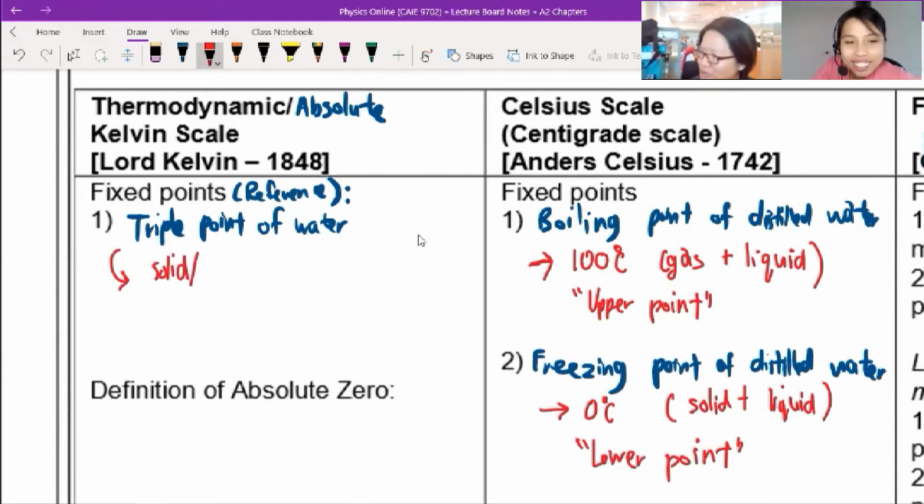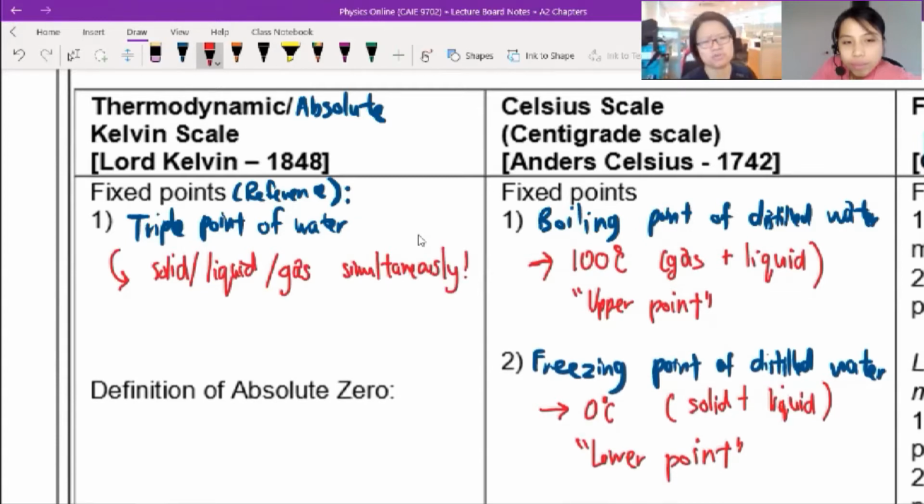Later we will show you a video of someone performing this experiment and roughly explain to you why this exists. But this part is not in your syllabus, but you have to know that it's the triple point of water. So I feel that understanding what it actually is will help you remember this fact.